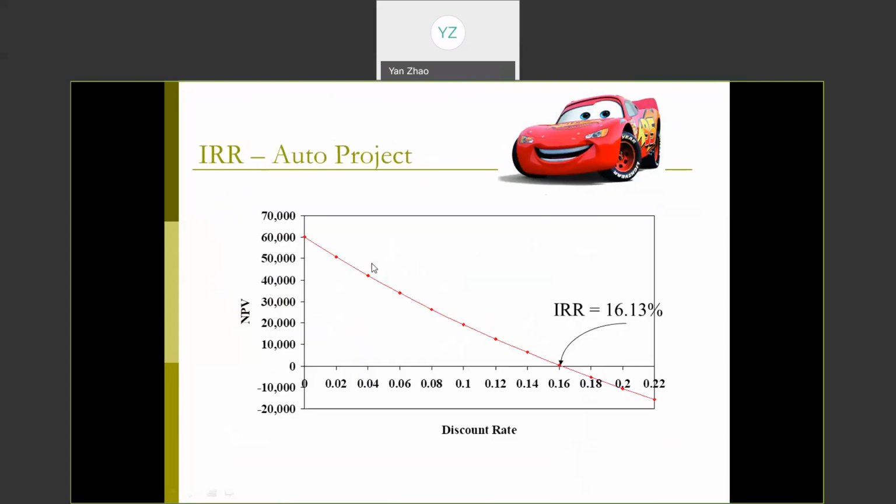Okay, so if you plot the net present value against the discount rate for the car project, the internal rate of return, or the discount rate that sets the net present value to 0, is 16.13%, which is our internal rate of return. If the manager's required rate of return is 12%, as in the previous example, you will have a positive net present value and you should go for the project. If the preset or required rate of return is higher than the internal rate of return, say 18%, you shouldn't do the project because you will have a negative net present value.